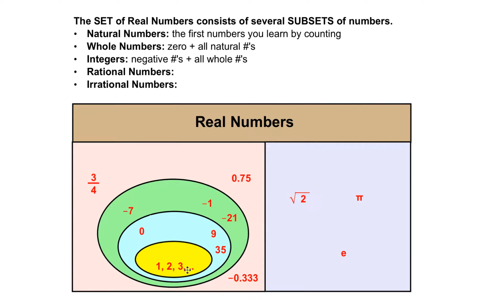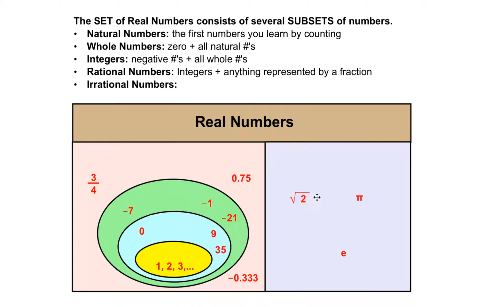And if we move out one more layer into the pink rectangle here, we have the rational number system. The rational numbers are any numbers that can be represented by a fraction. So those are things like 3/4, or any decimal that terminates, or any decimal that is repeating. Okay, so those are the rational numbers. They can be represented by a fraction.